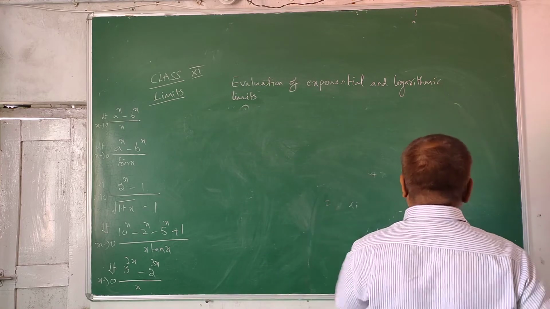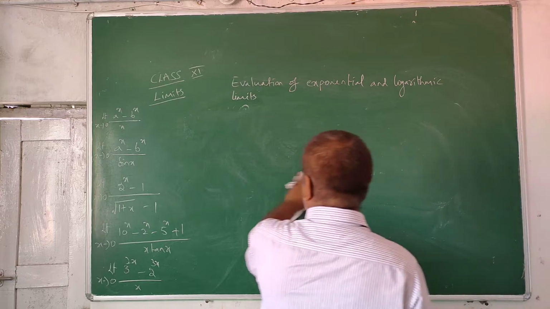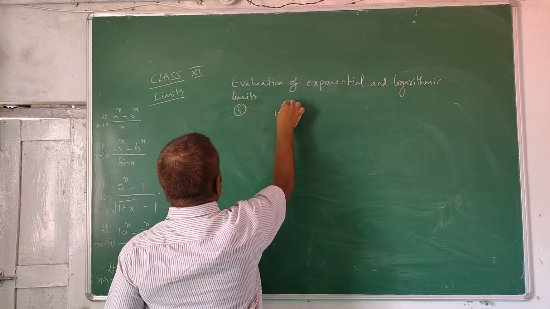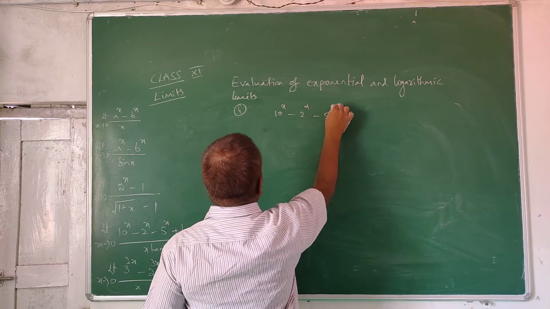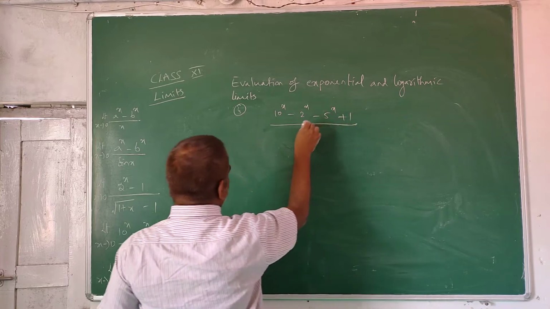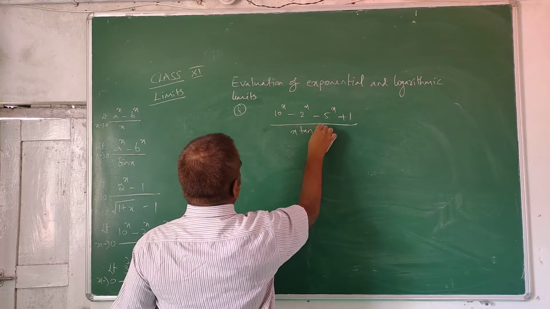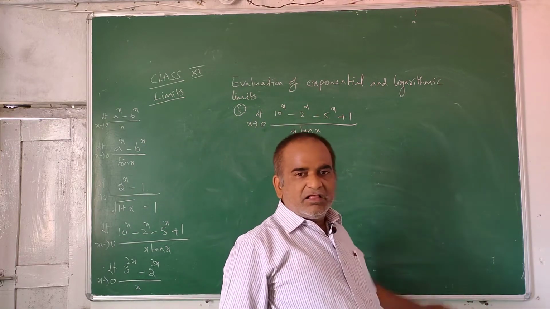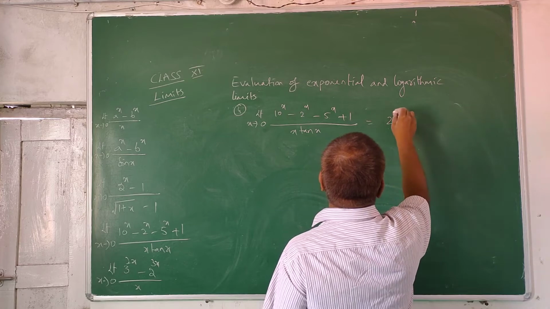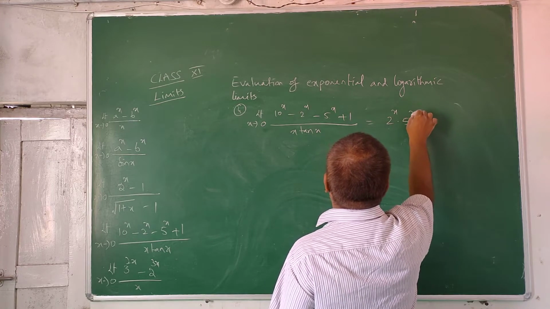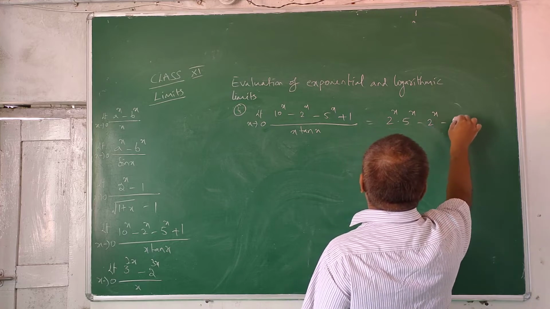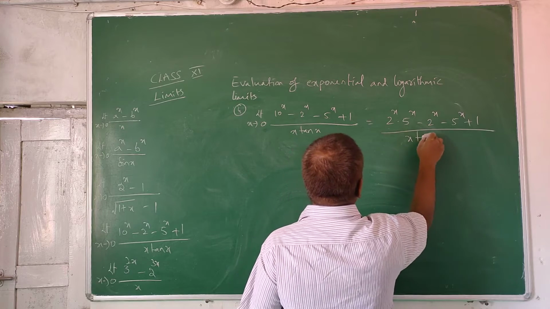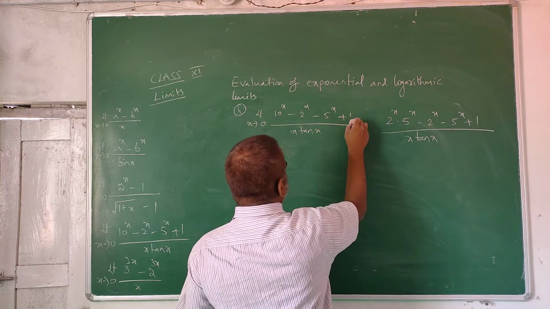Now I am going to solve the fourth question. The fourth question is 10^x minus 2^x minus 5^x plus 1 divided by x tan x, limit x tends to 0. So this 10^x can be written as 2^x into 5^x, minus 2^x minus 5^x plus 1 by x tan x, as limit x tends to 0.